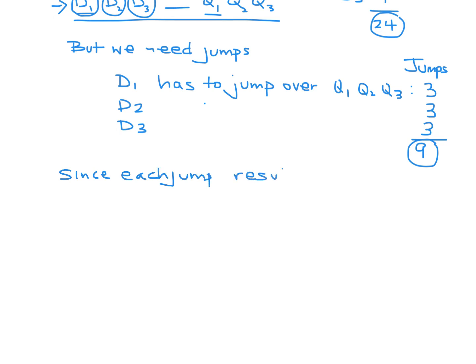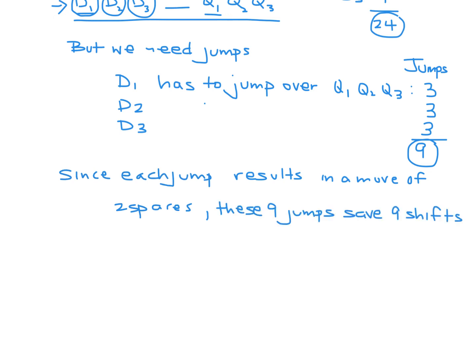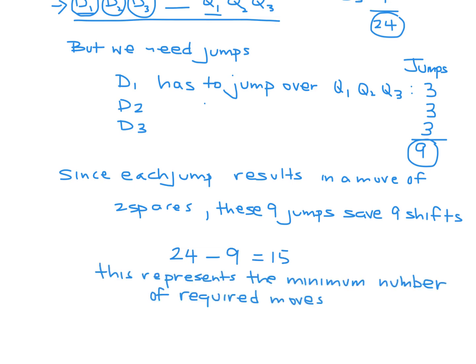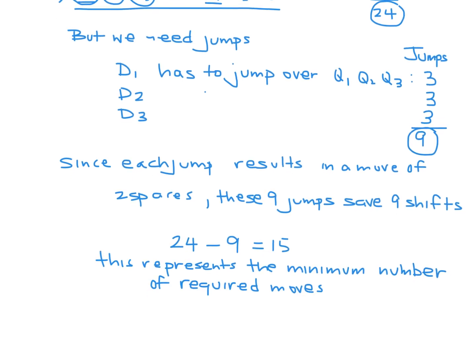results in a move of 2 spaces, these 9 jumps save 9 shifts. So that means that you can subtract those 9 spots from the 24. So from the 24, you can subtract those 9, and that leaves you with 15. And basically, that means that this is representing the minimum number of required moves. And therefore, that is really the explanation.